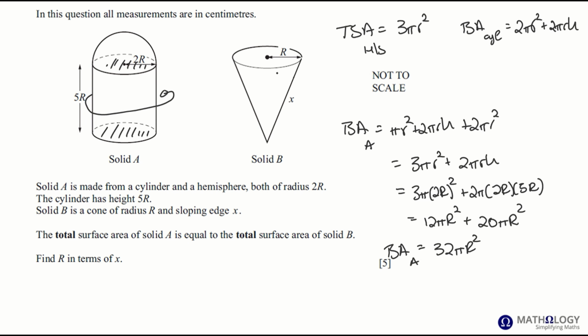Total surface area for solid B, this is a straightforward cone, and the total surface area of a cone is pi r squared plus pi rs. The radius here is uppercase R, so it's pi uppercase R squared plus pi uppercase R, and the slant height is, this x here is your slant height s, so it's pi uppercase R squared plus pi uppercase R x. And now they tell us the total surface area of solid A equals the total surface area of solid B.